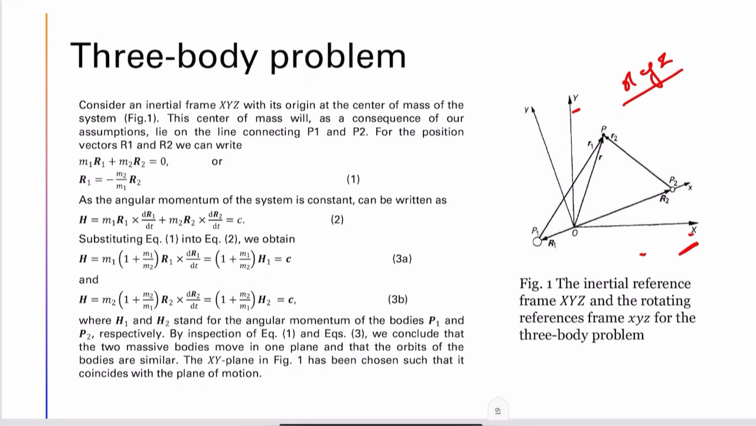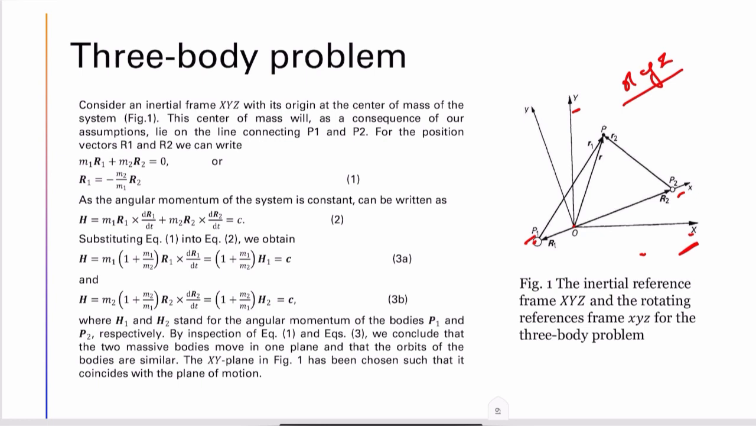First let us consider an inertial frame capital X, Y, Z, with its origin at the center of mass of the system. We have a system where P1 and P2 are the larger masses, and P is the point of the small mass. The center of mass, as a consequence of our assumption, lies on the line connecting P1 and P2, and it is at the origin. Because the origin is at the center of mass, the line connecting P1 and P2 should pass through the center of mass.